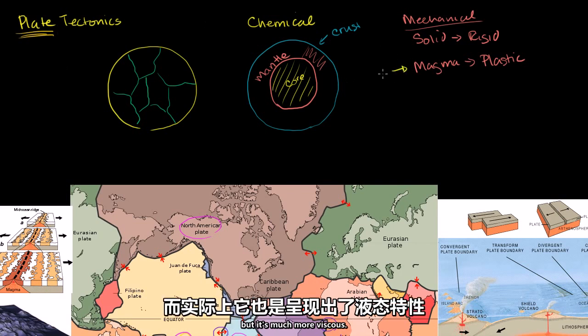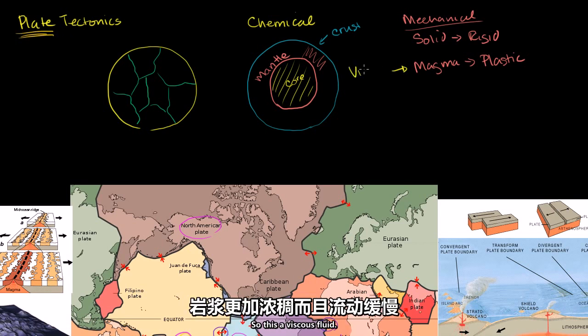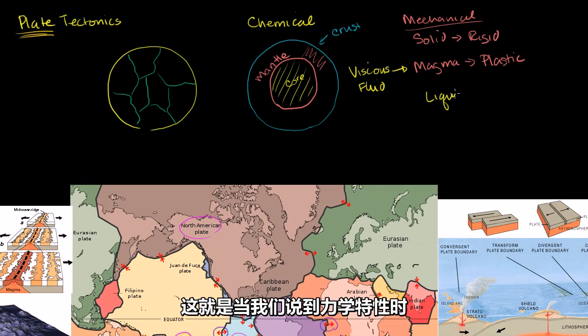It actually does behave like a fluid, but it's much more viscous. It's much thicker and slower moving than what we would normally associate with a fluid like water. So this is a viscous fluid. And then the most fluid would, of course, be the liquid state. This is what we mean when we talk about the mechanical properties.